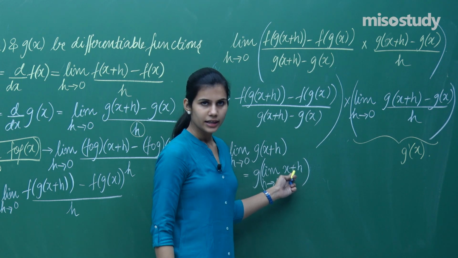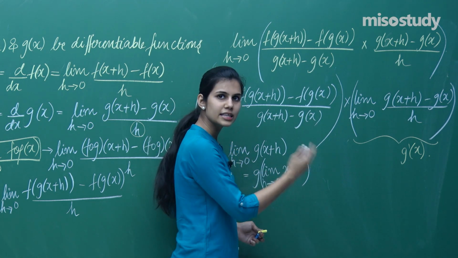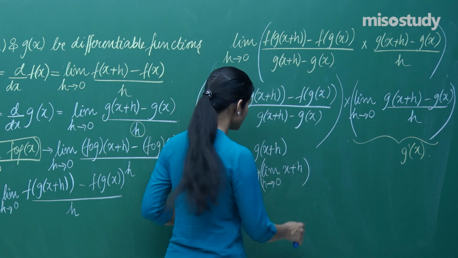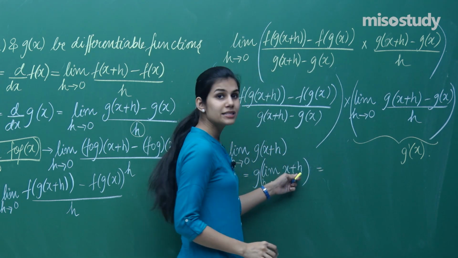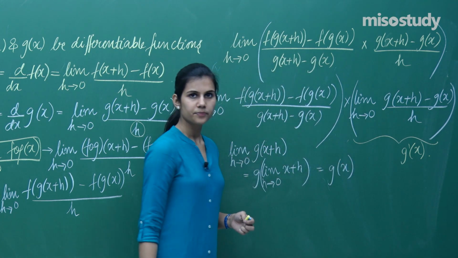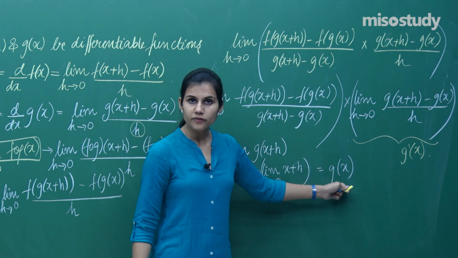Polynomial function, continuous, limit at 0 of f of x is f of 0. So, limit of x plus h is 0 plus h, which is h, or x plus 0, which is x. So, this will be just g of x. So, if h is tending to 0, g of x plus h is tending to g of x.